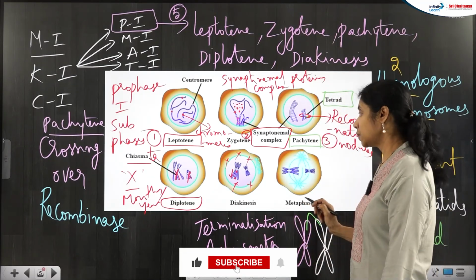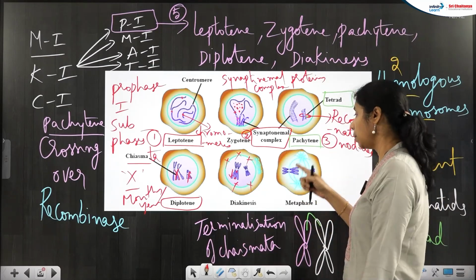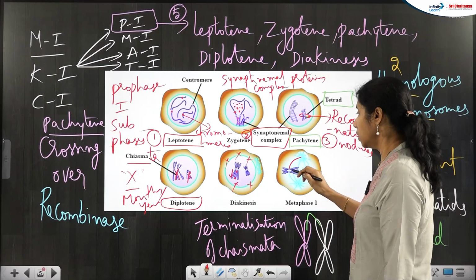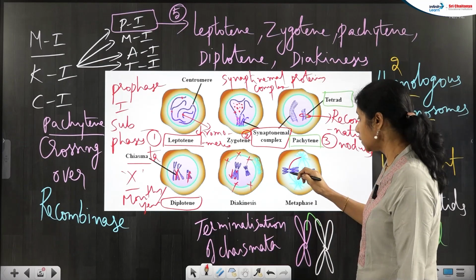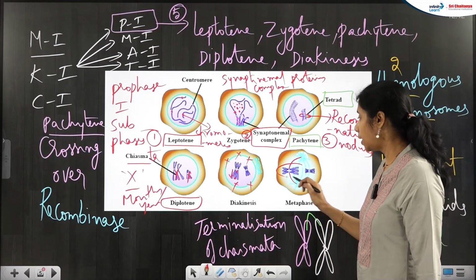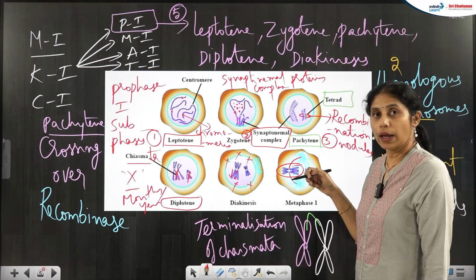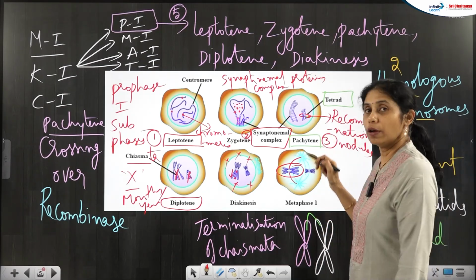In the metaphase 1, all these bivalents which are attached at the ends will be connected to the respective pole by one spindle fiber. See here, this one chromosome is connected to one spindle fiber, one pole, and this chromosome is connected to another pole. So a bivalent is connected by two spindle fibers, and one chromosome is connected by one spindle fiber from each pole.